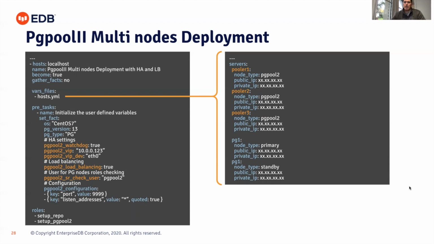When using a virtual IP address, you must define the network device on which the virtual IP address will be put on. Now we want to enable read load balancing across the Postgres nodes. So the variable pgpool2 load balancing must be set to true. And finally, we can define a specific Postgres user that will be used by Pgpool to check the Postgres nodes' role. In this case, we don't have to set the password, so the password will be generated automatically.